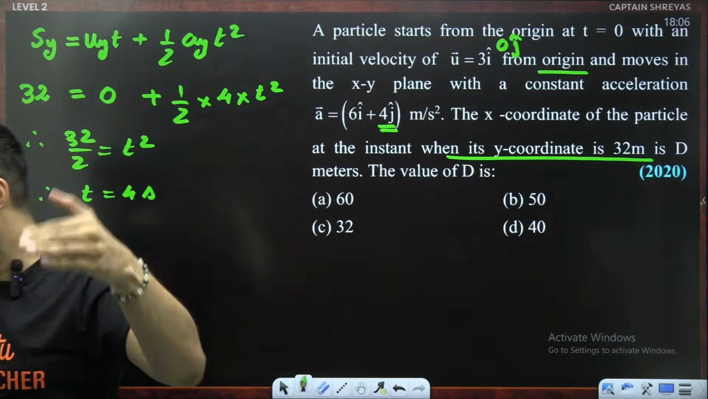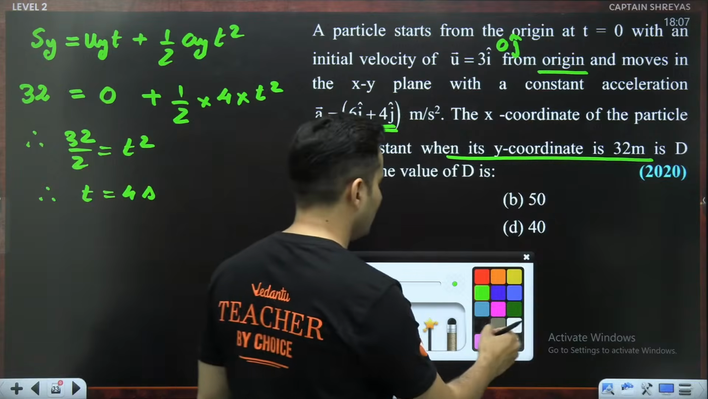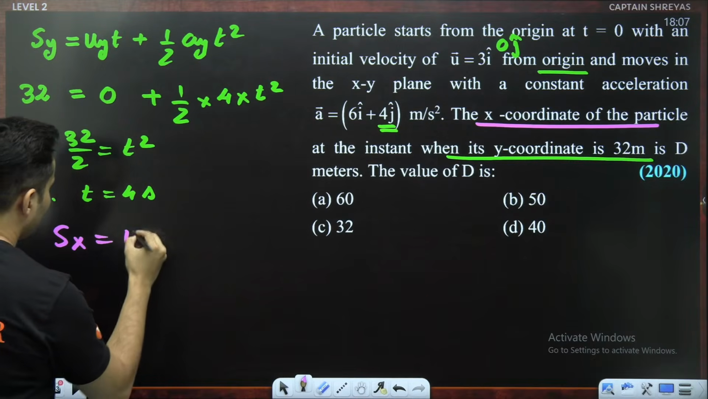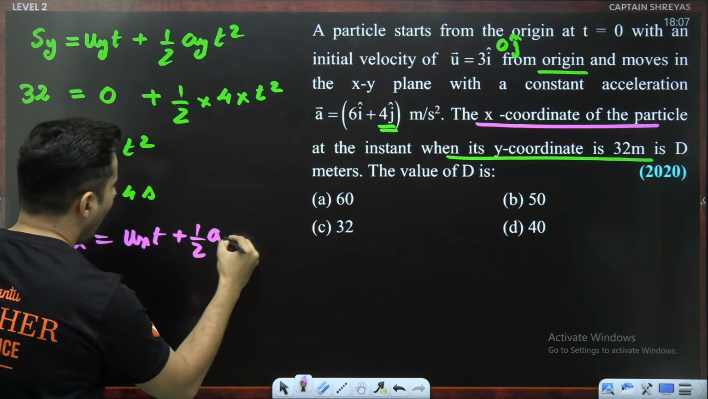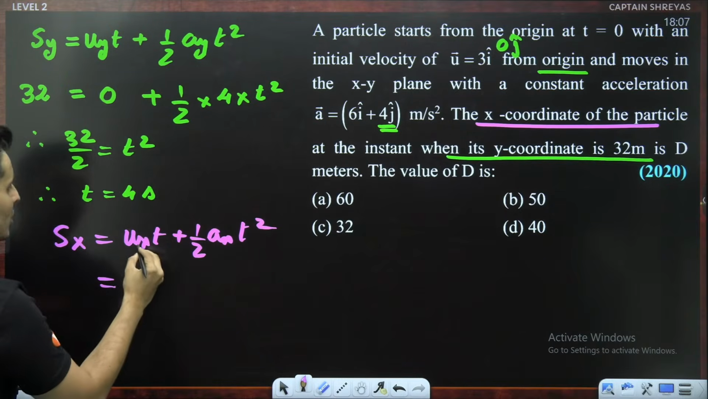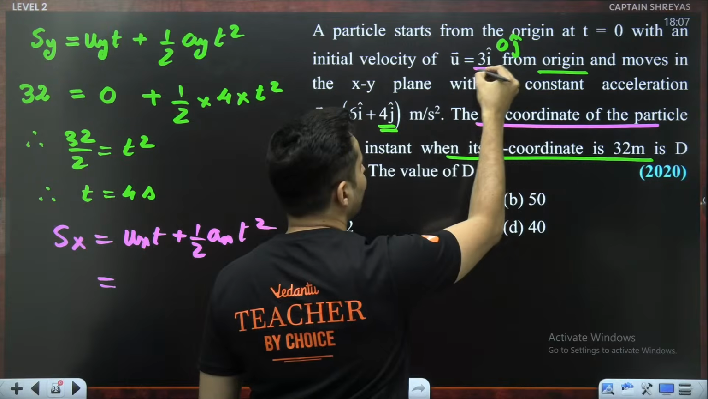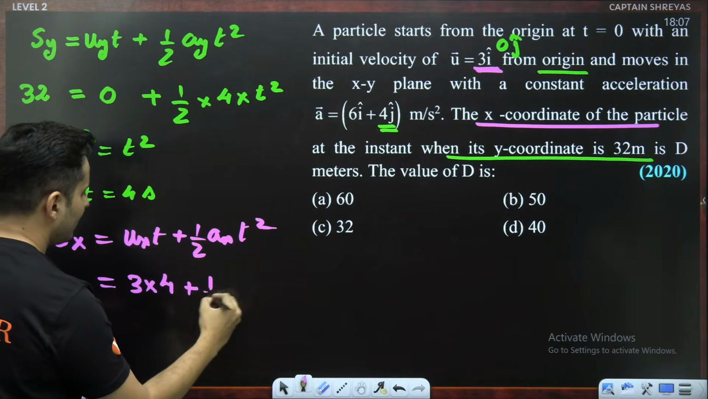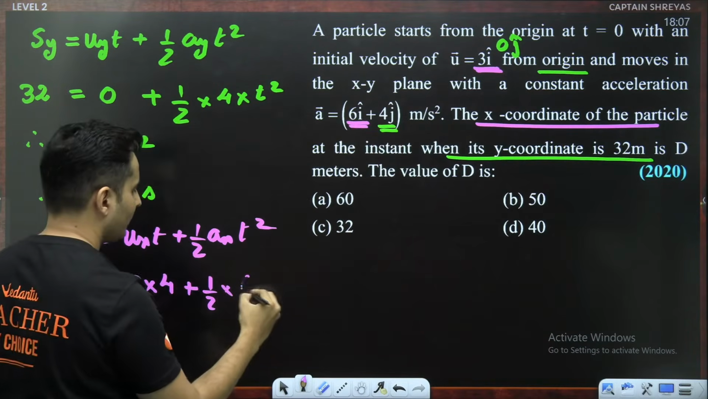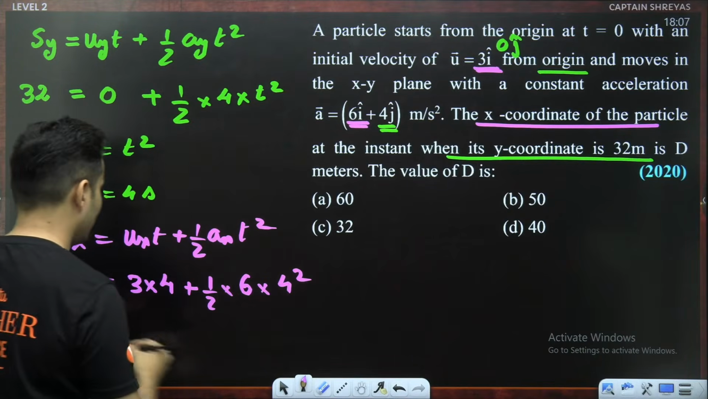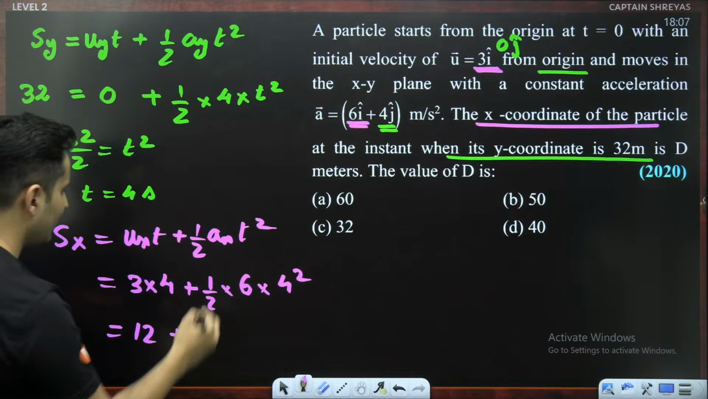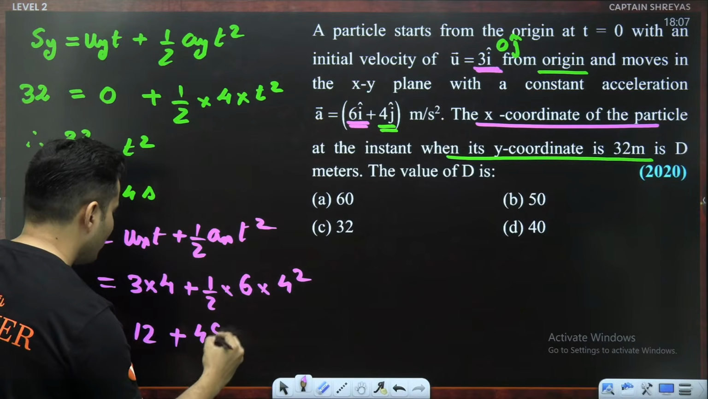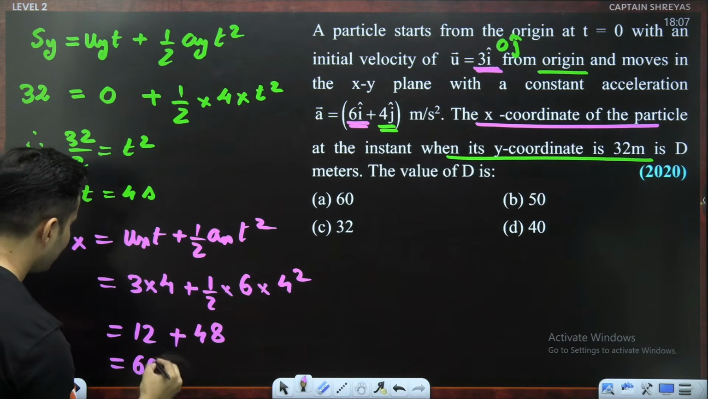Amazing. Now what do we do? Now look at the main question. The main question says find the x coordinate of the particle. So let's solve it. Sx is uxt plus half ax t square. Ux, initial velocity in the x direction, is 3 i cap, so I'll just put 3. Time from here is 4, plus acceleration 6, time is 4 square. So this will be nothing but 12 plus 6 by 2 is 3. 4 square is 16, 16 into 3 is 48. So that's just going to make it 60 meters.